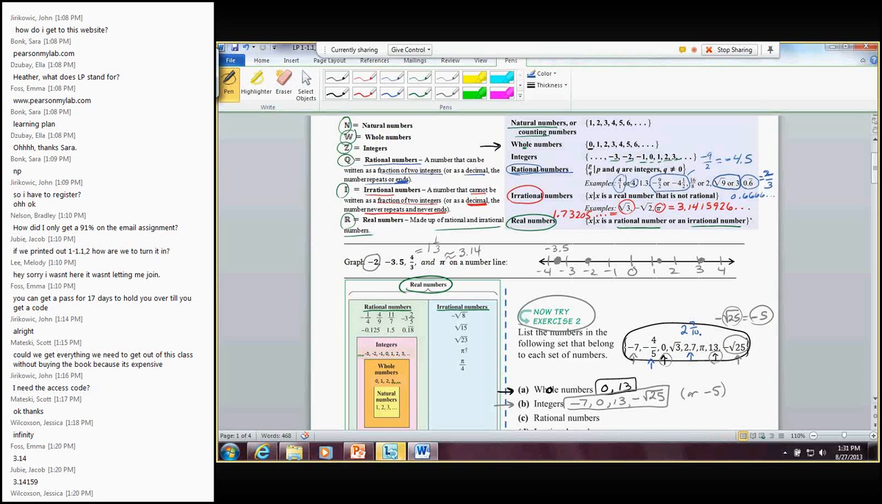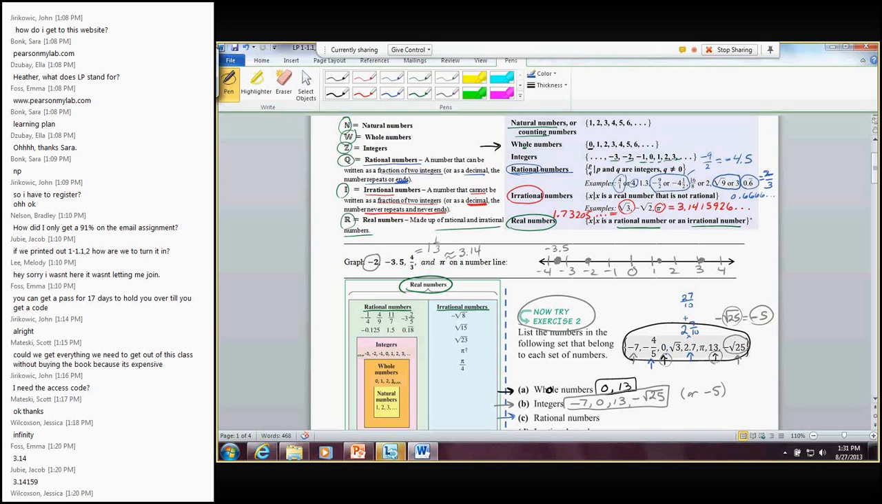As a fraction, it's 2 7/10. But if I change that to an improper, do you remember how to do that? Multiply 10 times 2, which is 20, and then add 7. So that's 27/10. As a fraction, there's an integer in the numerator and an integer in the denominator. So rational numbers would be 2.7 and negative 4/5 so far.